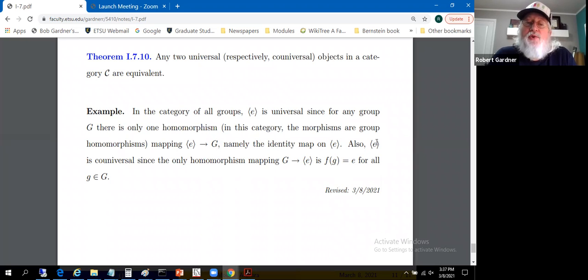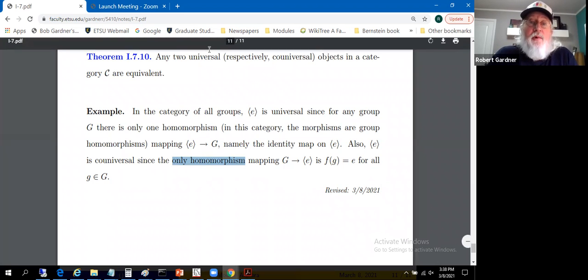Also, the trivial group is co-universal. If I want to map group G to the identity, there's only one way to do it. You map all the elements of group G to the identity. And the fact that there's only one, we've reversed the order of the mapping here, tells you that that trivial group is also co-universal.